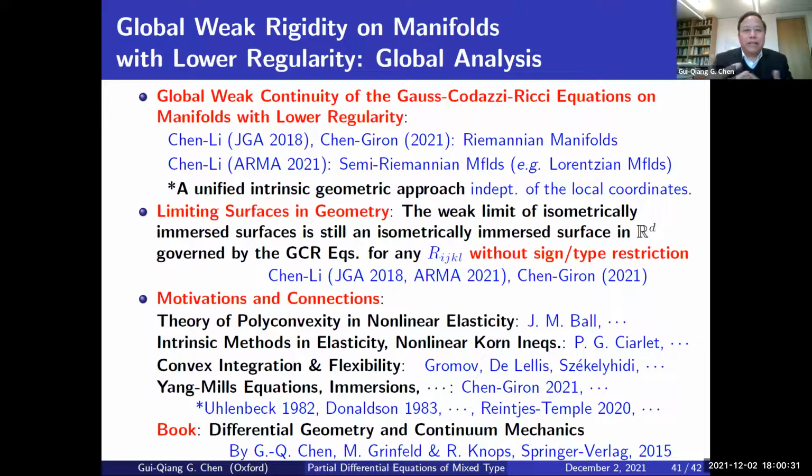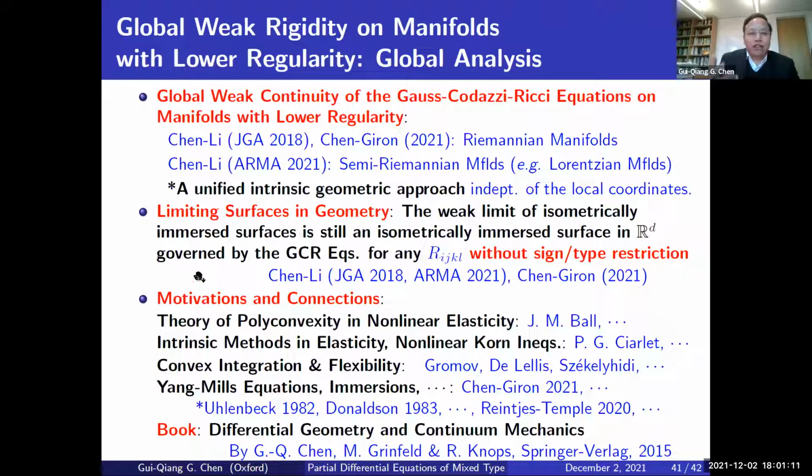So I hope this is the example I gave you about weak rigidity earlier. Now we can do more. In summary, I would say there is global weak continuity of the Gauss-Codazzi-Ricci equations on manifolds with local regularity. I explained earlier about Riemannian manifolds; you can also do semi-Riemannian manifolds and give a uniform intrinsic approach for weak continuity. This is related, of course, to the result on weak rigidity of isometric embedding.